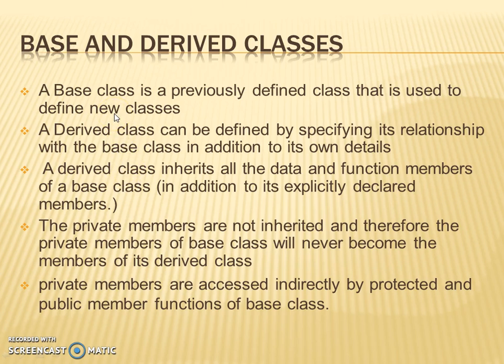And here we have written, a base class is a previously defined class that is used to define a new class. A derived class can be defined by specifying its relationship with the base class in addition to its own details. The private members are not inherited, and therefore the private members of a base class will never become members of its derived class. Private members are accessed indirectly by protected and public member functions of the base class.